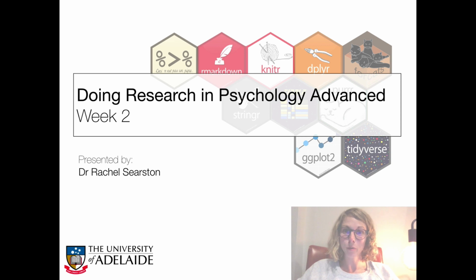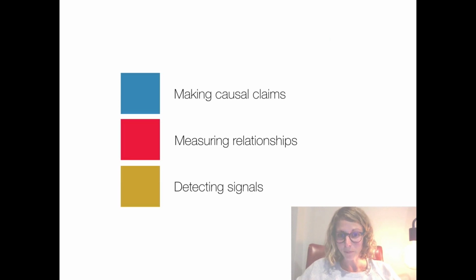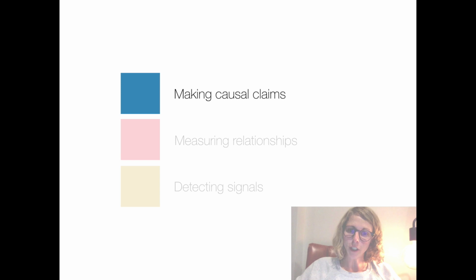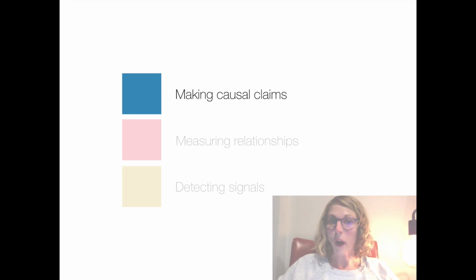Everyone, and welcome to our second episode of Doing Research in Psychology Advanced. So what do we have on today? Well, we're going to be taking a look at the sorts of claims we make in psychology. So when we can infer causation and when we can't, and why that might be important.